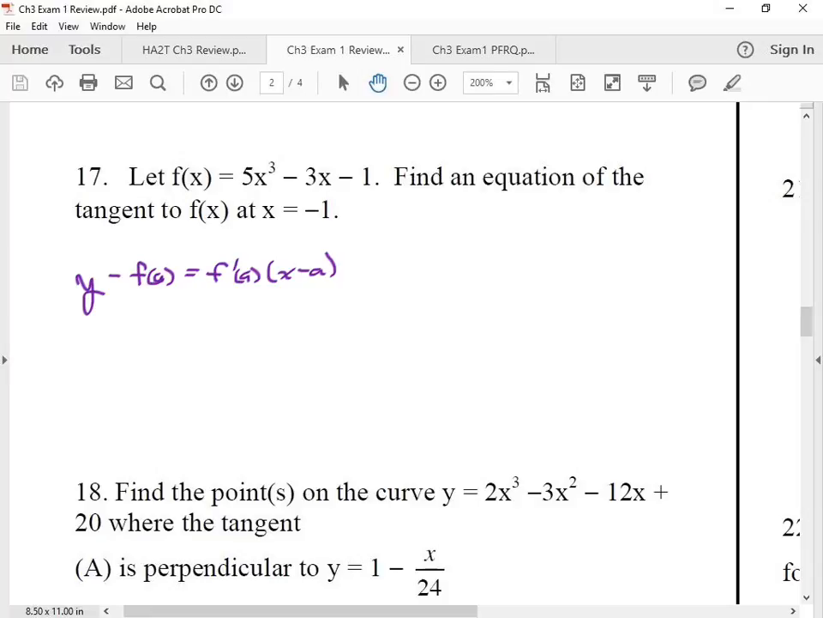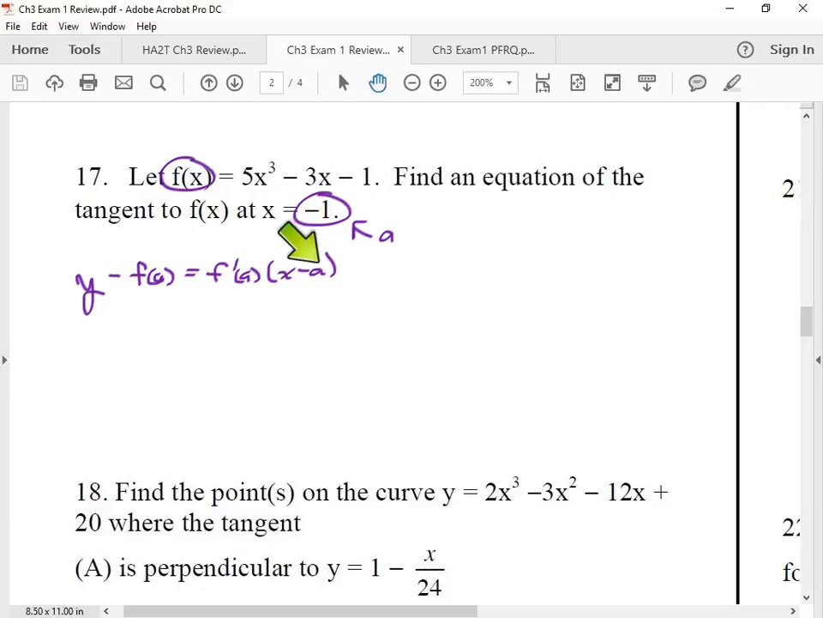Okay, this is your A. Here's your F. You just have to find the F prime, and then you start plugging everything in, and then you're done. Okay, so to find the points, you have your negative 1, which is right there. You plug the negative 1 into the original function.